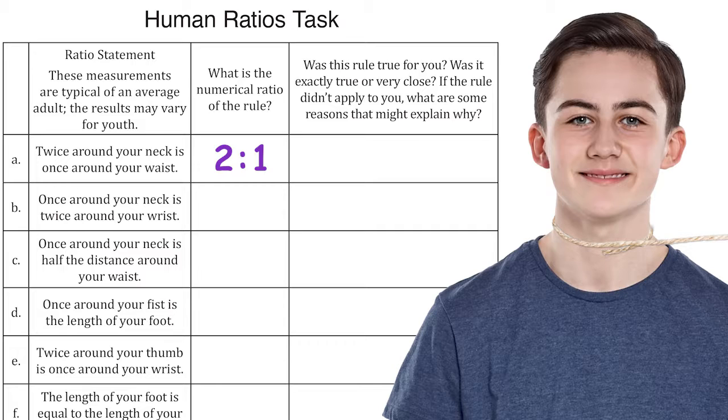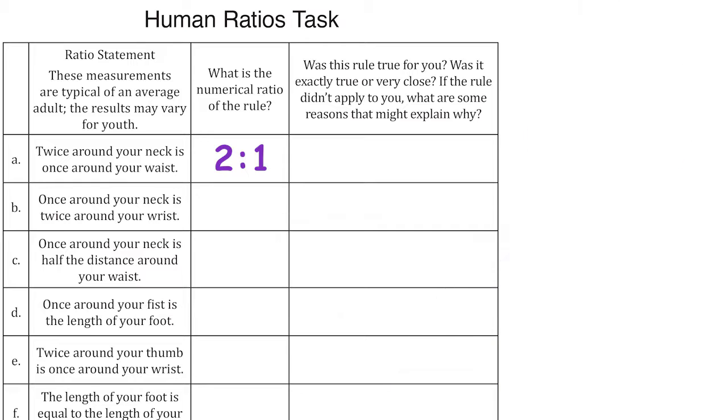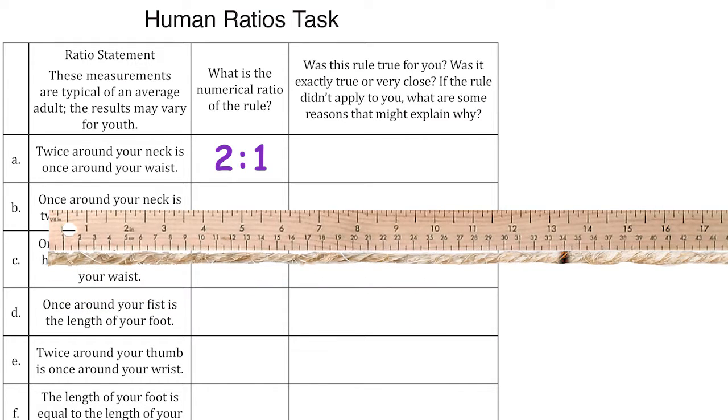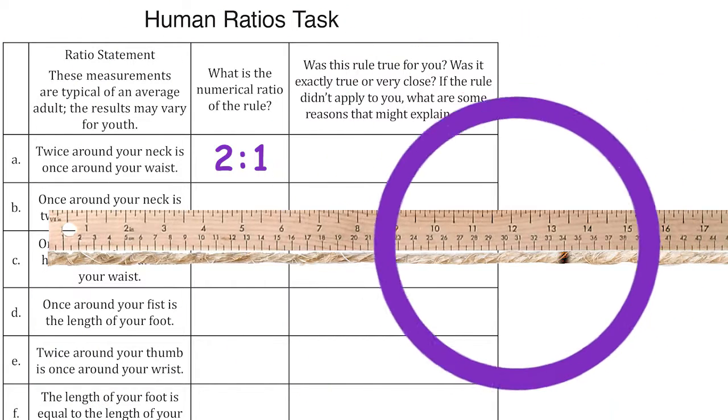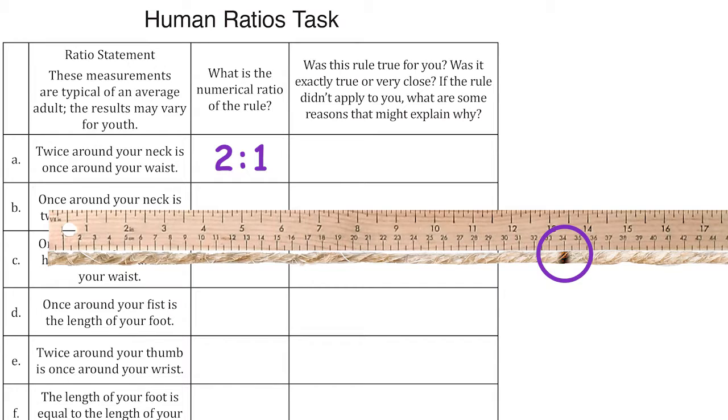One way would be to take a piece of string and measure around the base of their neck. Make a mark on the string to show the distance around the neck. Next, hold the string next to a ruler and measure the length. Make sure to place the end of the string right at the 0 mark on the ruler. Then pull the string tight, and where the mark lines up with the ruler is the measurement. This measurement was 34 centimeters around the neck.